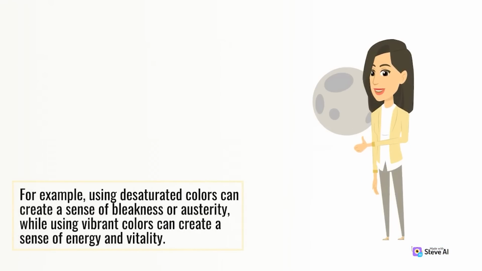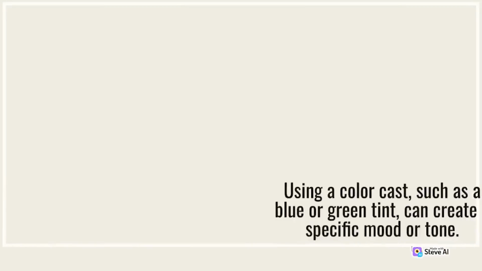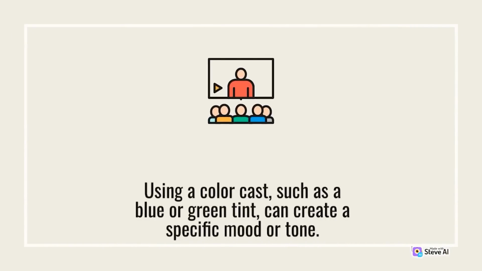For example, using desaturated colors can create a sense of bleakness or austerity, while using vibrant colors can create a sense of energy and vitality. Using a color cast, such as a blue or green tint, can create a specific mood or tone.